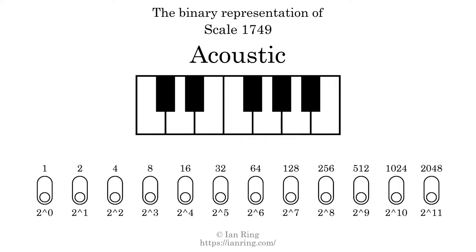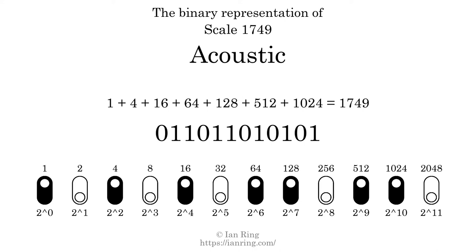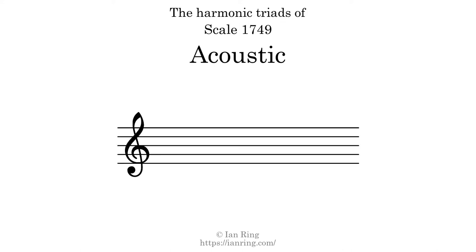The binary representation of this scale is determined by mapping tones of the scale to binary digits. Each binary digit represents a power of 2. To get the scale number, we add the powers of 2 together. The powers of 2 that are present in the scale, all added together, equals 1749. That is why the scale number, in decimal, is 1749. The scale number not only enumerates the scale with a unique index, but it also literally describes the tonal content of the scale. Represented as a binary number in base 2, the scale number is 0110110101.